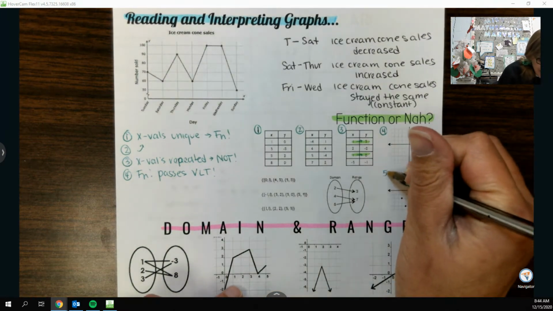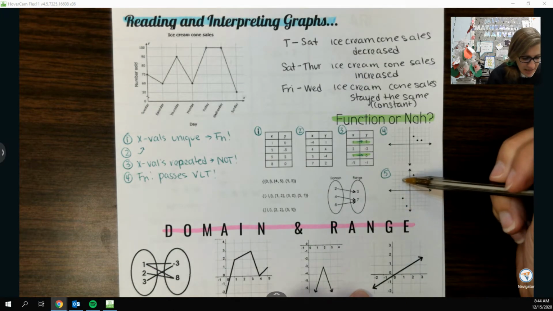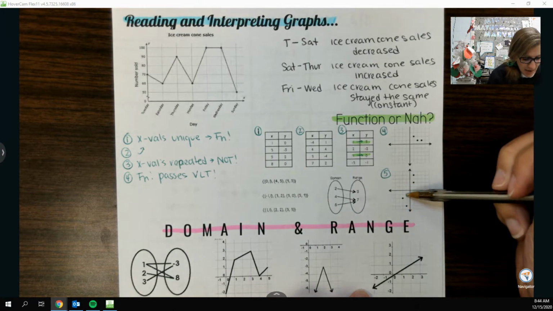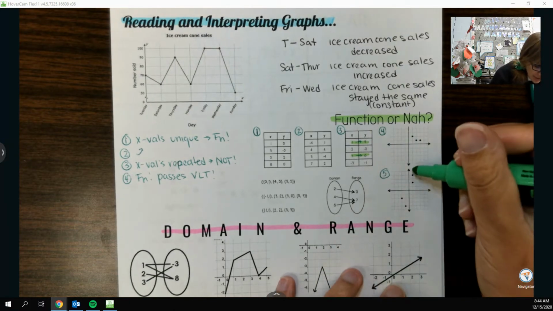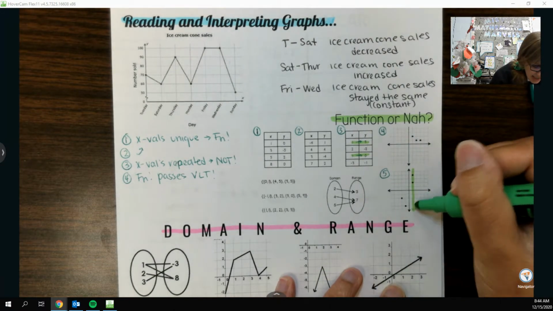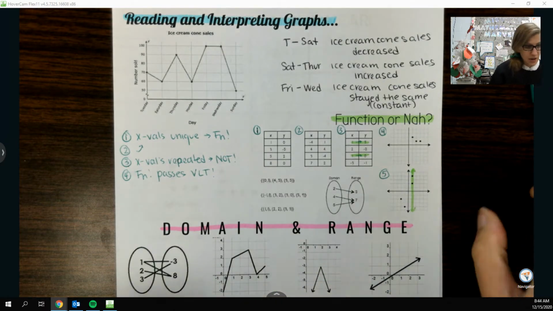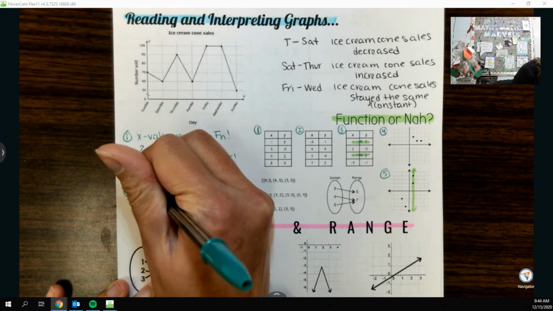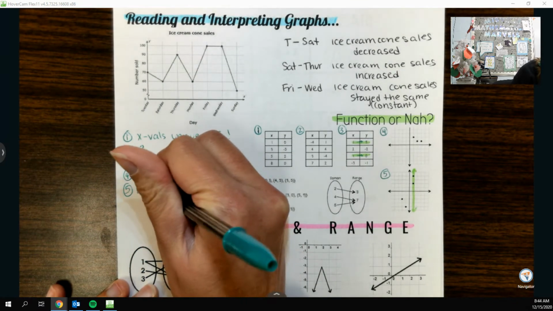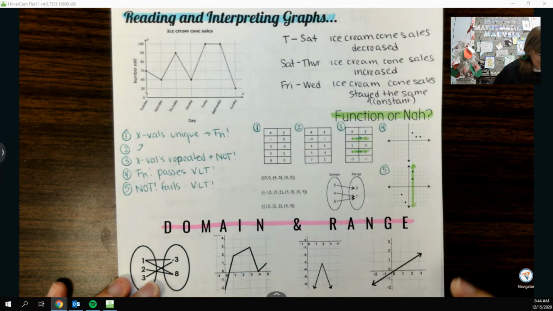It passes the vertical line test. For number 5, looking at that graph though, this vertical line is fine. So is that one. But the moment I draw a vertical line right here, it touches 2 spots, so it fails. Not a function. So not, and it fails the vertical line test.